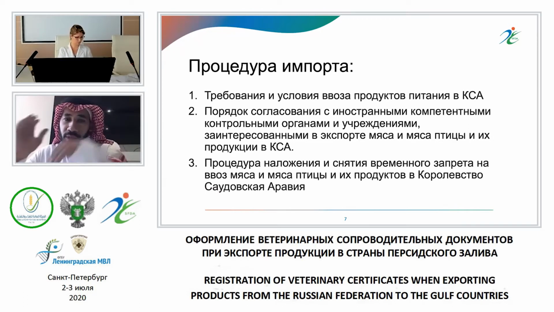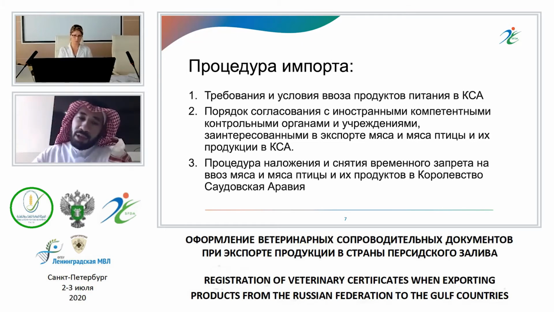So to import to KSA, we have three main procedures for importation. The first one is the requirements and conditions for importing food to the KSA, and I will explain this in the next slide. The second one is the procedure for approving foreign competent control authorities and establishments interested in exporting meat and poultry meat and their products to the KSA. And then the third one is the procedure for imposing and lifting a temporary ban related to the import of meat, poultry, and their products to the Kingdom of Saudi Arabia.